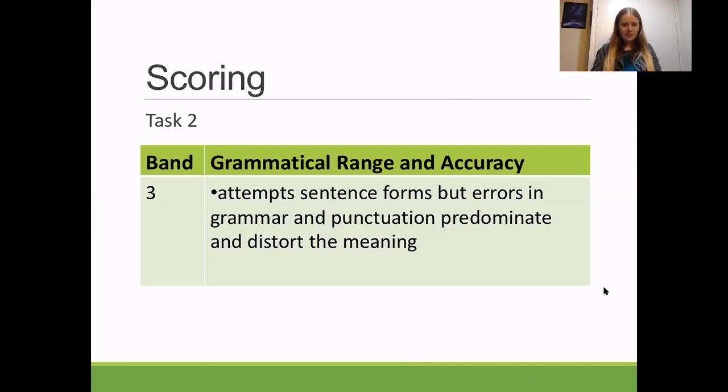With a score of 3, this means that you've attempted sentence forms, but errors in grammar and punctuation predominate and distort the meaning. So you are trying, but you have so many grammatical and punctuation errors that it really confuses what you're trying to say.